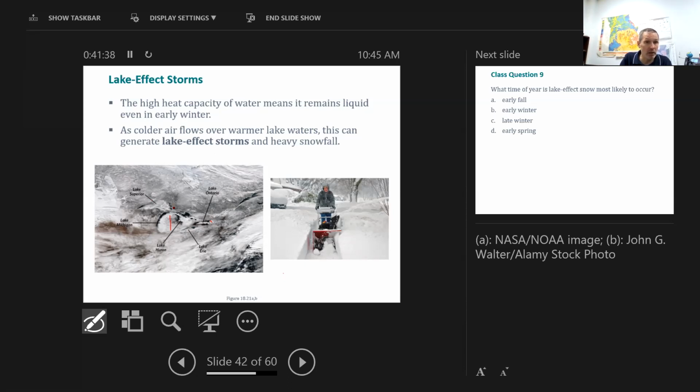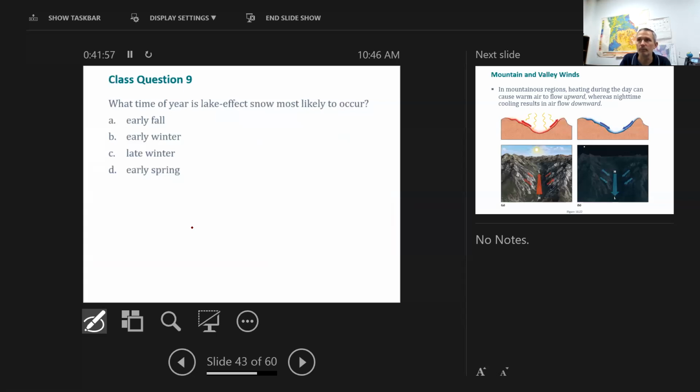These can be really, really pronounced, particularly if we have a cold front come through early on in late fall, early winter, where the waters are still really warm and evaporating out a lot of water, which is going to fall as this lake effect snow. So what time of year? That would be early winter.